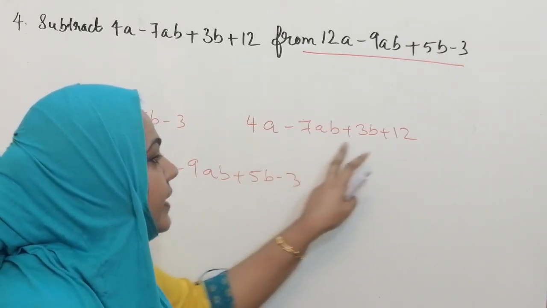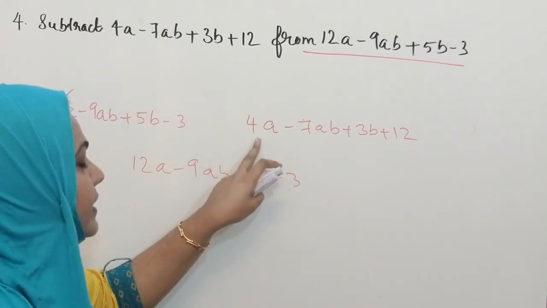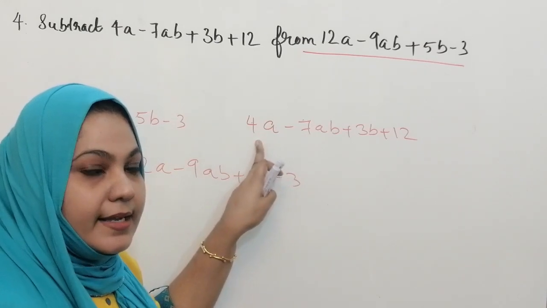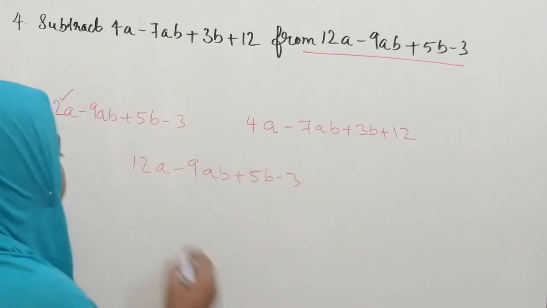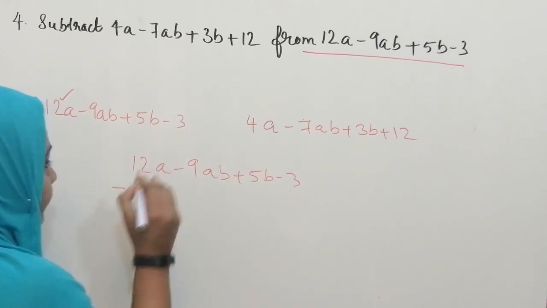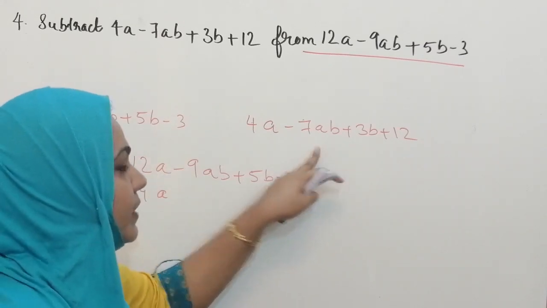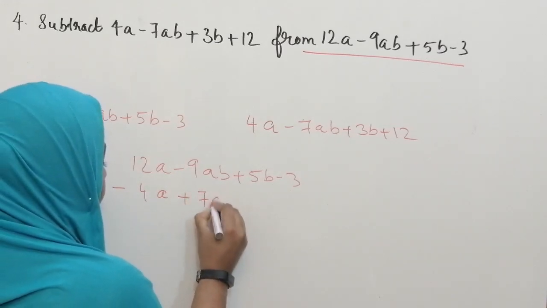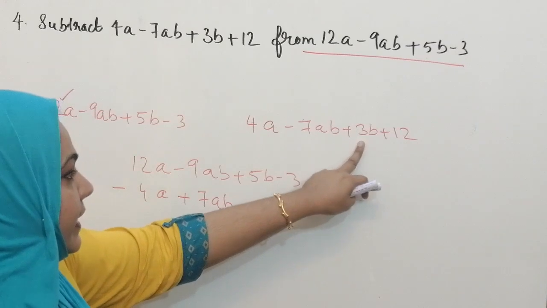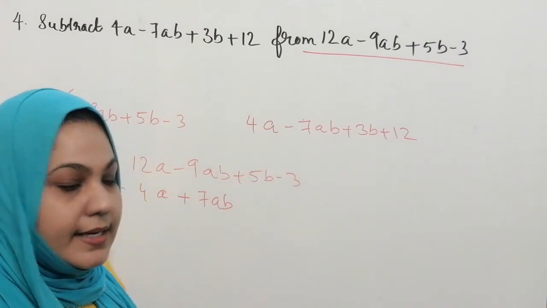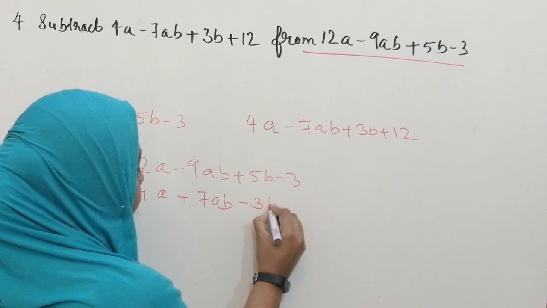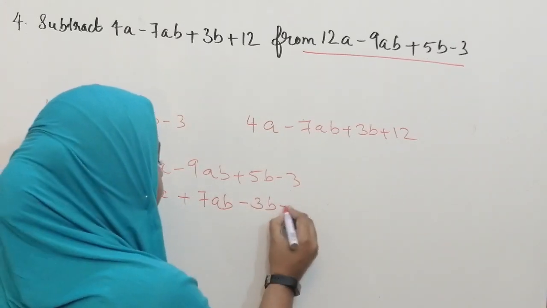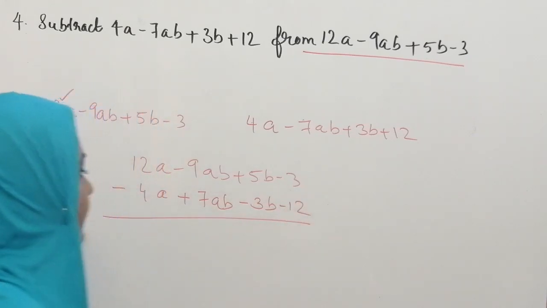After that you have to change the sign of all the terms. So what is the first term here? 4a. So we change the sign of 4a. What is the sign here? Plus 4a. So it will become minus 4a. Next is minus 7ab. So we change the sign, that is plus 7ab. What is here? Plus 3b. So we change the sign, that is minus 3b. Next is plus 12. We change it, so that will become minus 12. So now we can start to subtract.